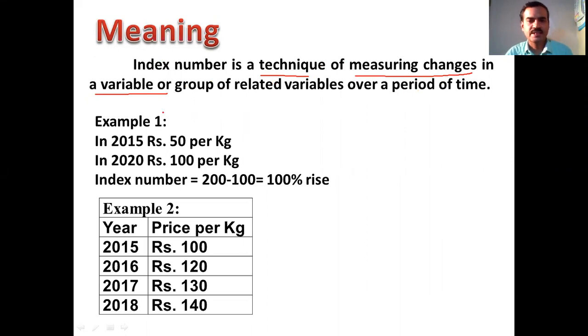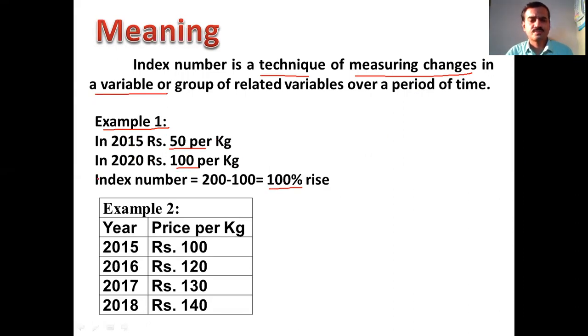So let us take an example. Here it is example 1. See, in the year 2015, a commodity was 50 rupees per kg, which increased to 100 rupees in the year 2020. So what is the level of increase from 2015 to 2020? Just by observation, we can say that it is double, meaning there is a 100% increase in the price of this particular commodity.